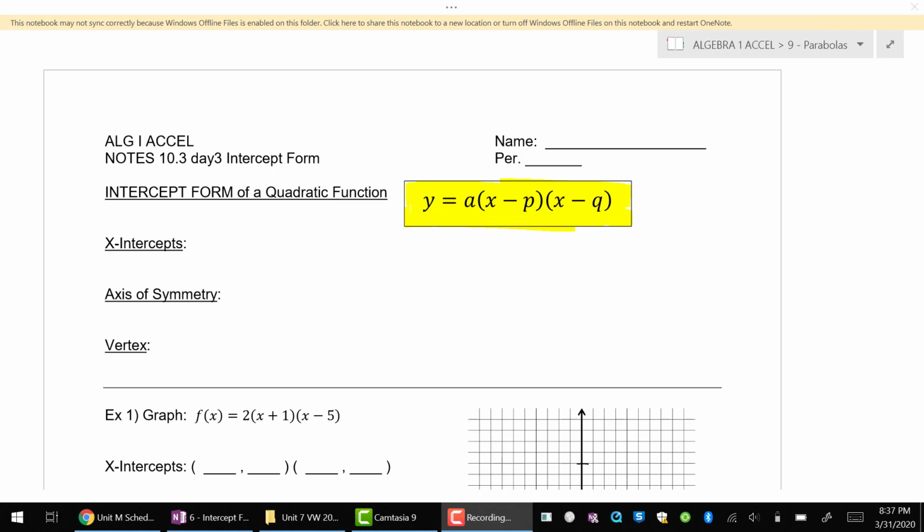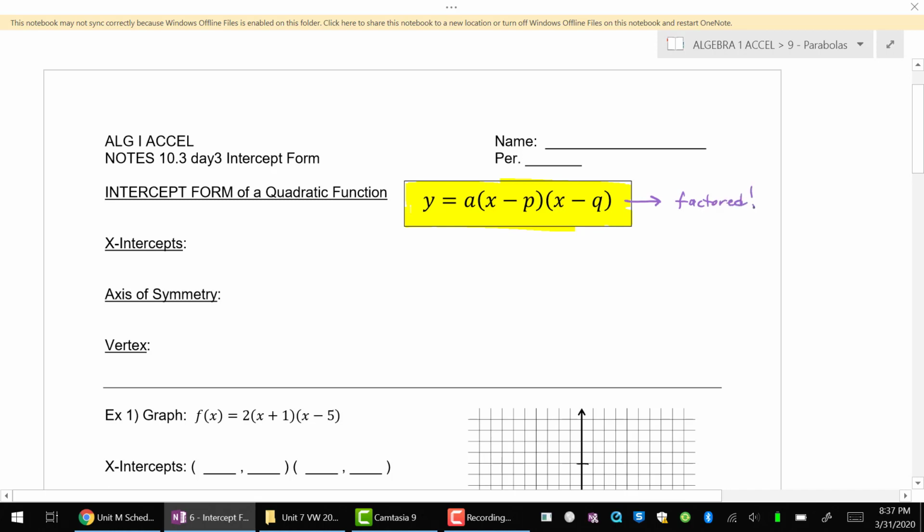So we've talked about and seen standard form before. We're going to look at that in a minute. But intercept form is just another way that we can look at a quadratic function and from it extract information and then graph the corresponding parabola. And what's nice about intercept form is that you can right away find the x-intercepts because it's already factored for us.